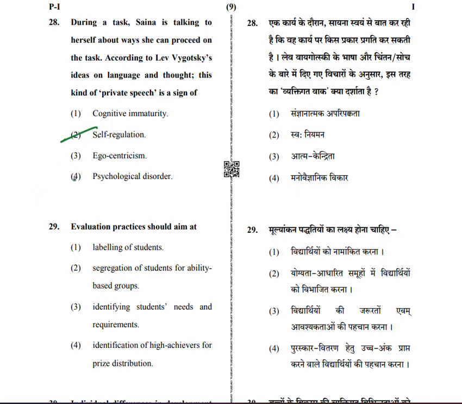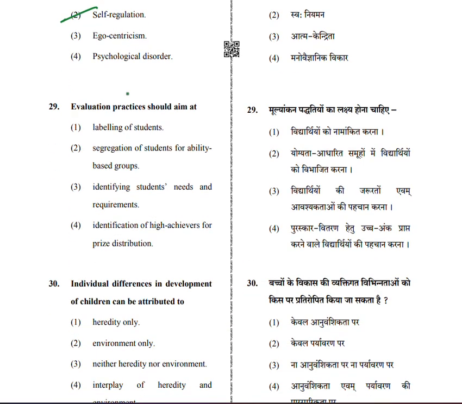Children use this internal dialogue to guide their own actions, plans, strategies and to solve problems. This is called self-regulation. Next one, evaluation practices should aim at what? Labeling of students, segregation of students into ability-based groups, identifying students' needs and requirements, or identification of high achievers for prize distribution. The aim of evaluation is to identify students' needs and requirements. So option 3 is the right answer.